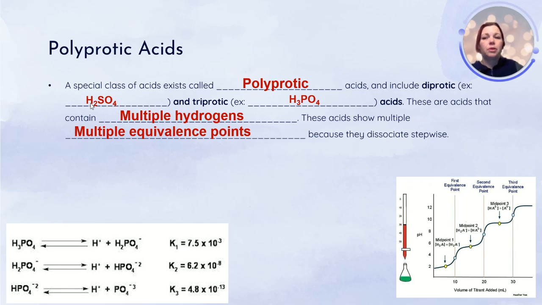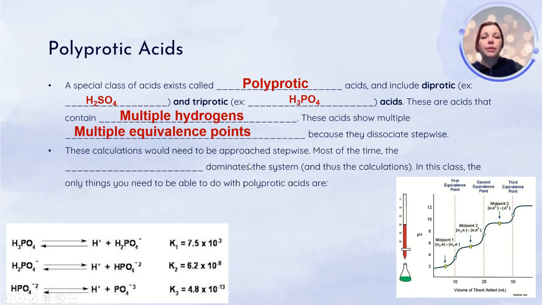So you can see diprotic has 2 hydrogens and triprotic has 3. So these calculations would need to be approached stepwise. Most of the time the first dissociation dominates the system and thus the calculations. As you go through the dissociation of a polyprotic acid, you can see that your Ka values become smaller. So your first dissociation tends to overwhelm any remaining dissociations.